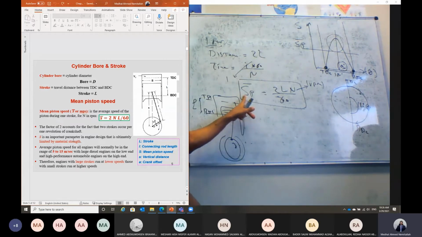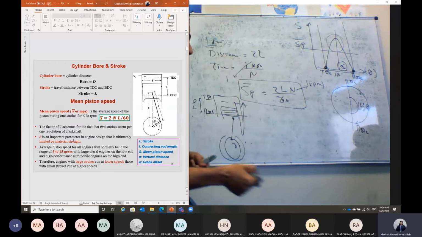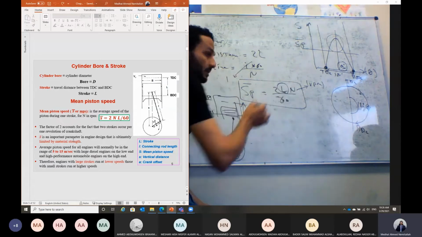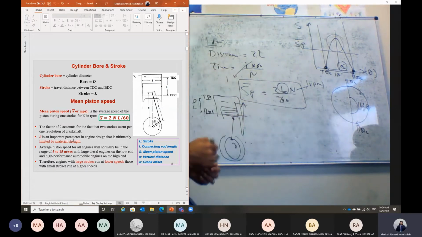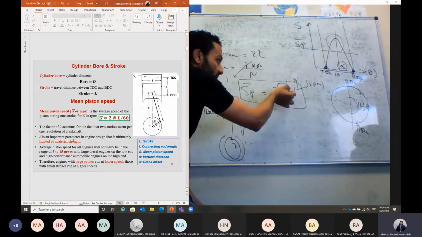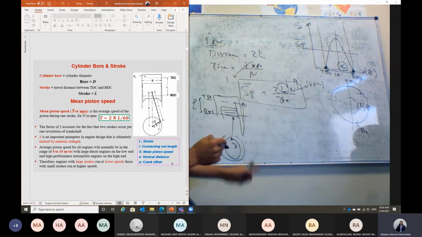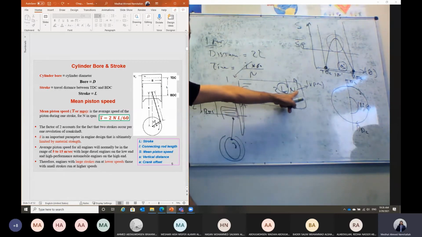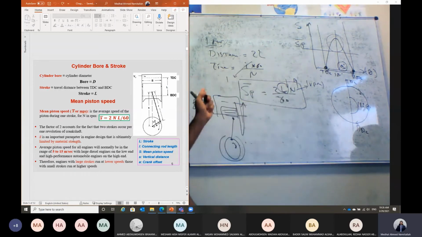This mean piston speed, we cannot design an engine with very long stroke and higher RPM. So usually we have to balance it. If the engine is running with higher RPM, then we have to reduce the stroke distance L, at which the piston travels, in order to reduce the stresses within the piston. So a piston of higher RPM should have a lower stroke.